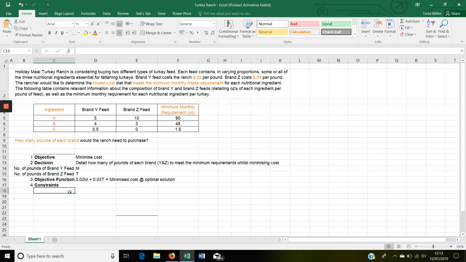So let's write this down as a constraint. As a function, this will appear as the number of ounces that we can get from all the pounds of brand Y we will have, 5m, plus 10 multiplied by T. Now we use the inequality greater than or equal to because we have a minimum threshold that we have to meet. It is greater than or equal to, on the right hand side, 90.